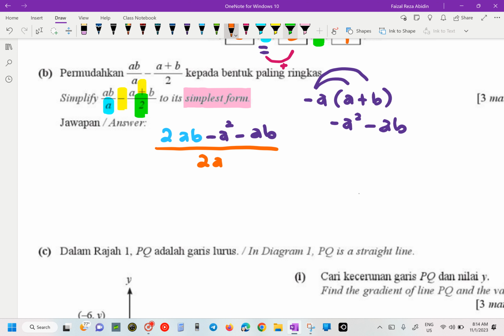Wait. First thing first, I want to have my like terms first. Because we factorize, this one I can combine like terms, 2AB minus AB. What do you get? Girls, 2AB minus AB. Yes, we are going to get 1AB, isn't it? Means that we are going to write only AB minus A square over 2A. Can you understand?